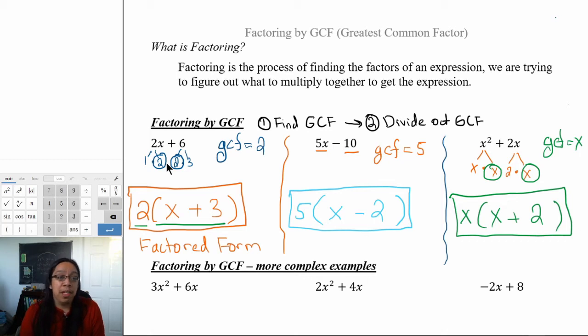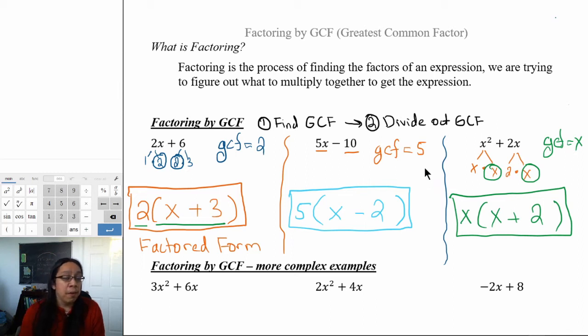One thing you do have to keep in mind is that not always are you going to have an opportunity to factor out a variable. If not every term has a variable, you can't factor out a variable. You can't factor out an x. For example, I can't factor out an x from 2x plus 6 or from 5x minus 10 because the second term doesn't have a variable.